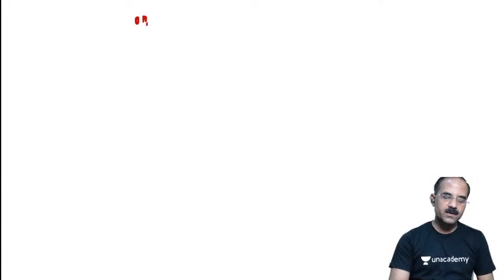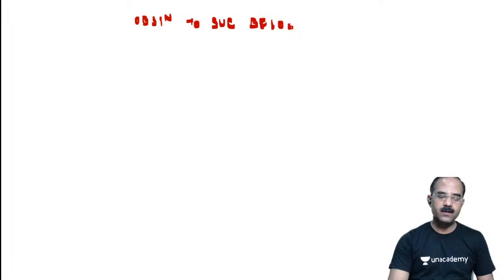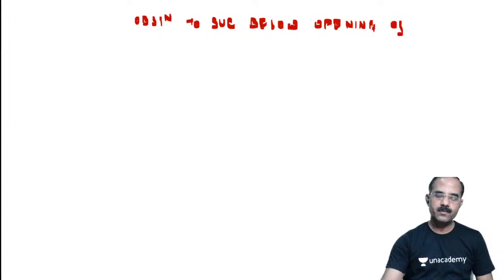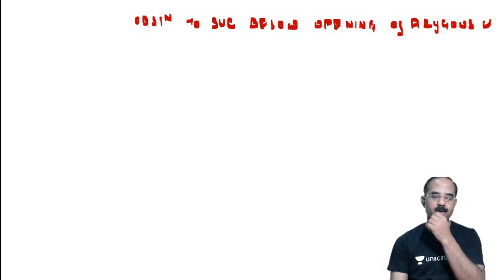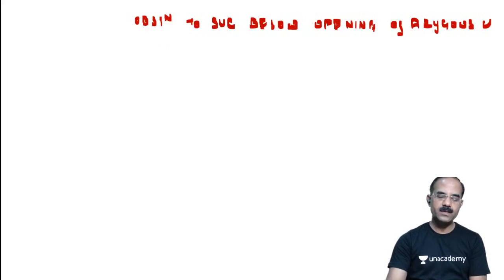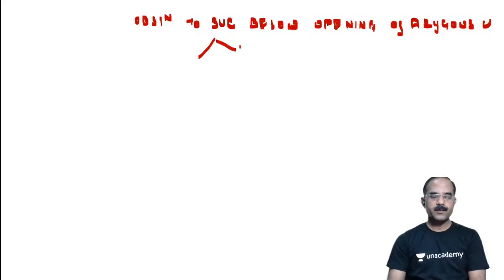Obstruction to the SVC below the opening of azygos vein. There are two pathways. One, I'll start it like this.